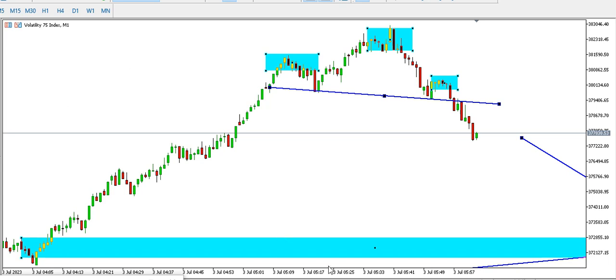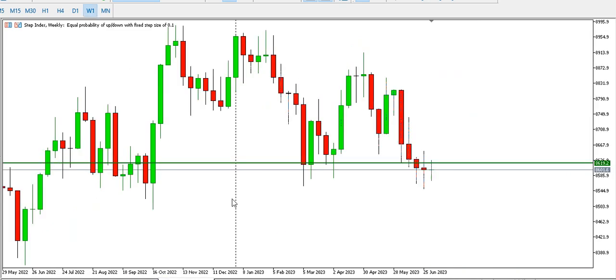That's that for V75. Let's take a look at step index on the weekly time frame. You can see price forming tops and then sellers coming in and pushing price to the downside. So step index is also ranging in as much as V75 is ranging on the weekly time frame.